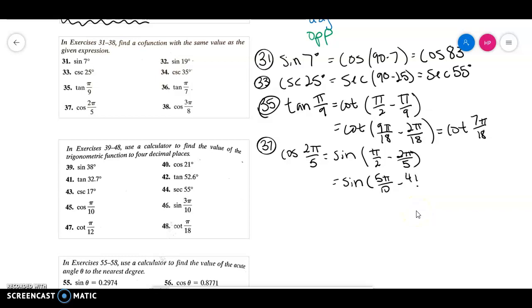4 over 10 is the same thing as 2 over 5. And so this becomes the sine of just pi over 10. I wouldn't put the 1 in front of it. We wouldn't normally, but that's 5/10 minus 4/10. And the pi, again, they're like terms. We couldn't combine it if it wasn't a pi in both of them.